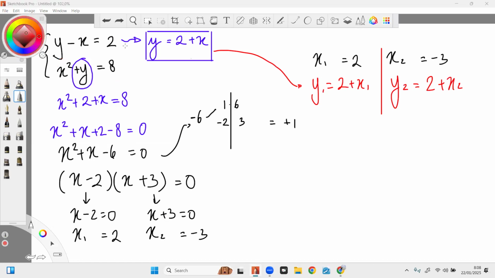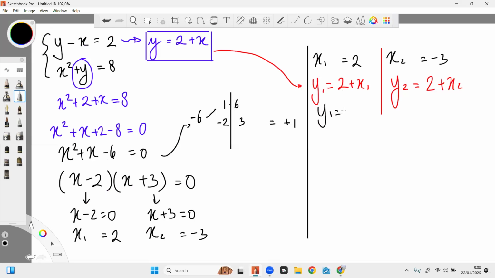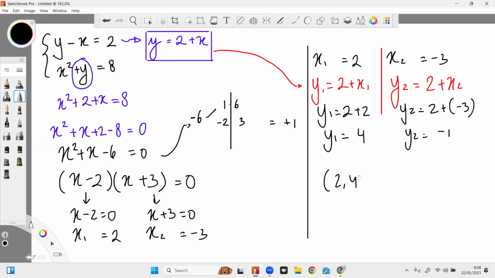Okay, find the easier system. The easiest system is the first one. So y1, yep, 2 plus 2, y1 equals 4, y2 equals 2 plus negative 3, y2 equals negative 1. Then the answer is 2, 4 or negative 3, negative 1. So this and this for the answer.